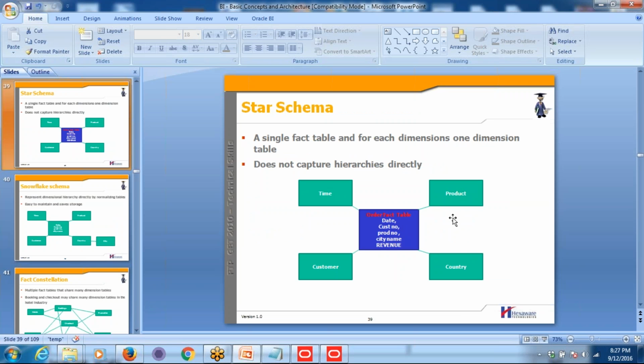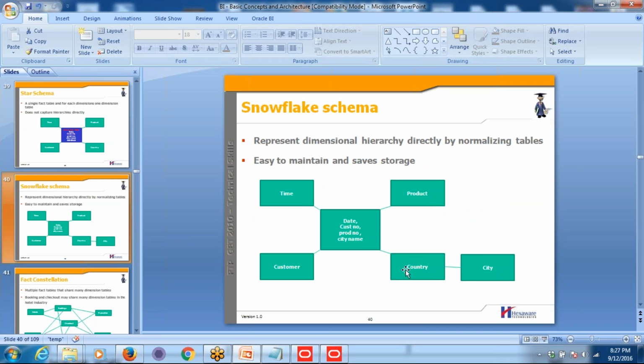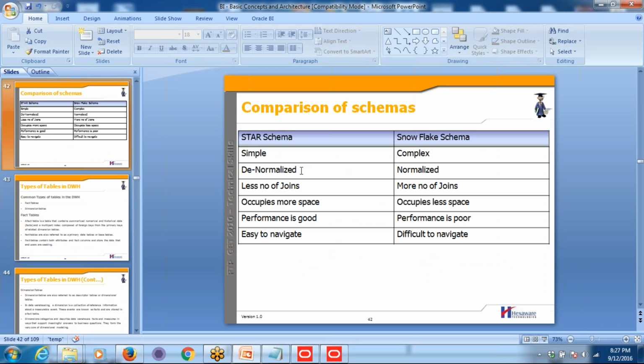There are no other joins. But when it comes to snowflake schema, you have more joins. Since there are more joins, the performance will also be a little poor when you compare with your star schema. Performance is good over here, performance is poor over here, and it is easy to navigate versus difficult to navigate. So these are some of the differences between your star and snowflake schema.